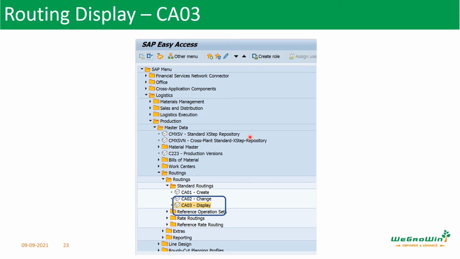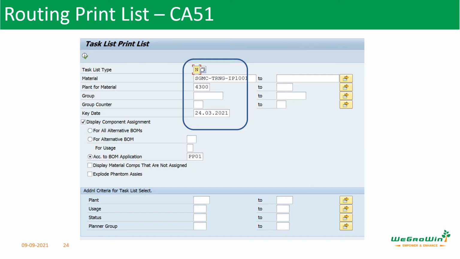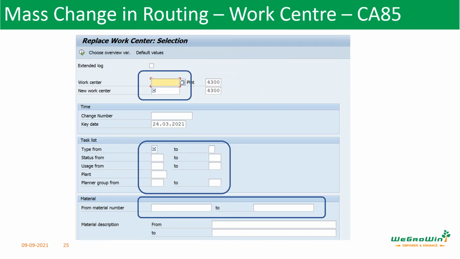Then I want to display the routing. How do we display a routing? CA03, right? Just enter the material, then we can see that. After that, I want to print out all the routings. How to do it? Printing of routings can be done through transaction CA51, where the routing is normally created with the task type N. You put the material number, the plant, and the date from which we need it. When you enter all these details, there are many other options also, right? When you execute, you'll see the list of the routings pop up in the system.